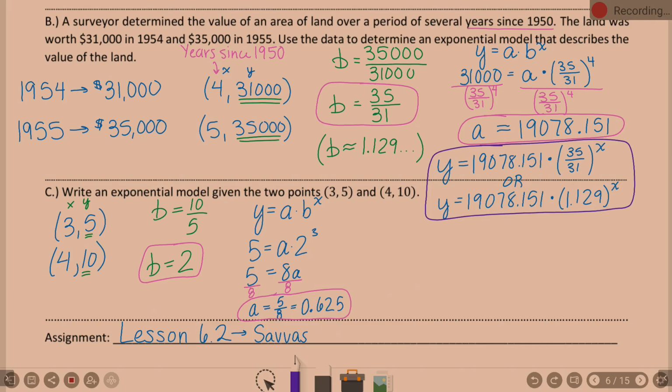And can you write your final answer? Y equals a times b to the x, so you could say 5/8 times 2 to the x, or 0.625 times 2 to the x. And you can put parentheses around the 2, you don't necessarily have to. Although I think it worked better in Savas if you use the parentheses.